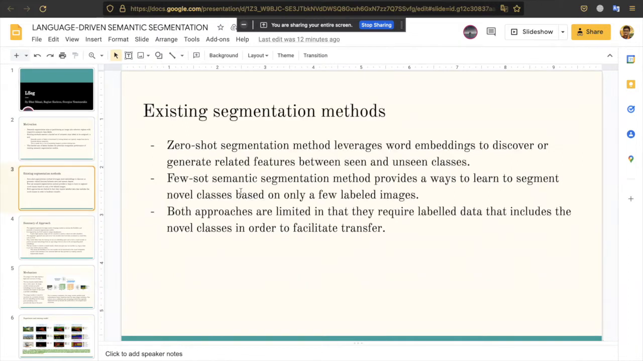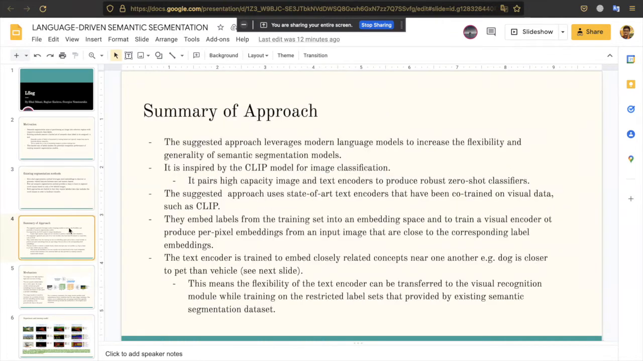So this is what I was talking about. Zero shot and few shot are semantic segmentation approaches which will require some labeled data. But how is LSEG able to overcome that? We'll be learning that now.